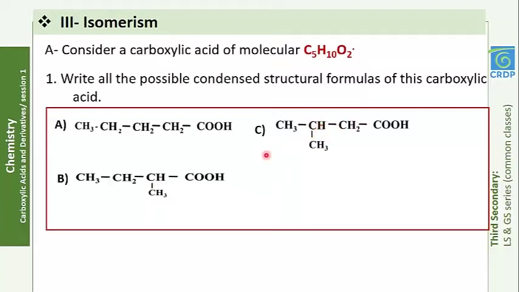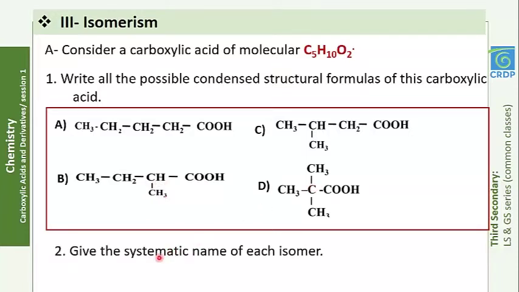The fourth isomer is this, where you put 3 carbon atoms in the main chain and 2 branches on carbon number 2. Remember, each time you add a branch, you drop 1 hydrogen. So here we had CH2, but when we put a branch, we drop 1 hydrogen. Remember this, okay? Now you have to give the systematic name of each isomer.